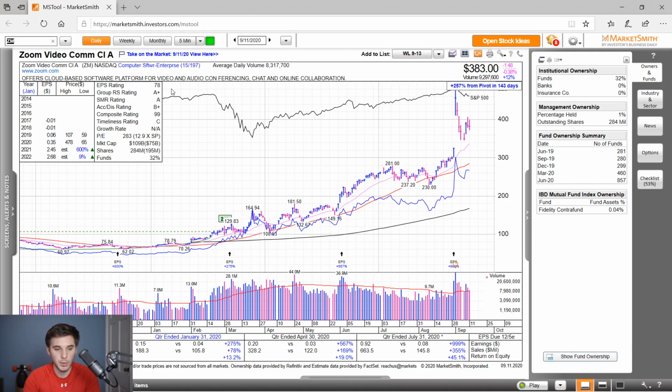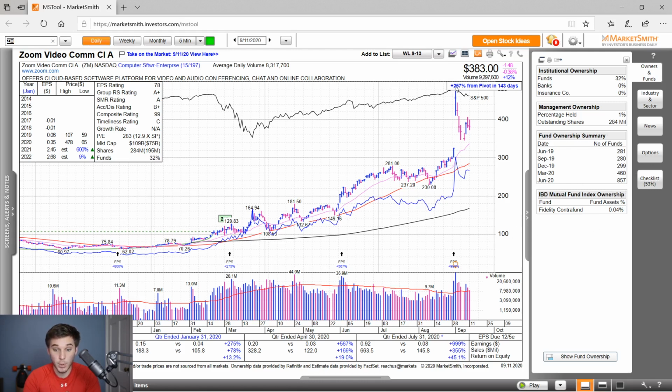The EPS rating is a 78, the group RS is an A+, the SMA rating is an A, accumulation distribution is a B+, and the overall composite rating is a 99. And looking at the fund ownership, you can see a nice increasing trend over the past few quarters, and you have one high-quality fund investing in this stock as well.